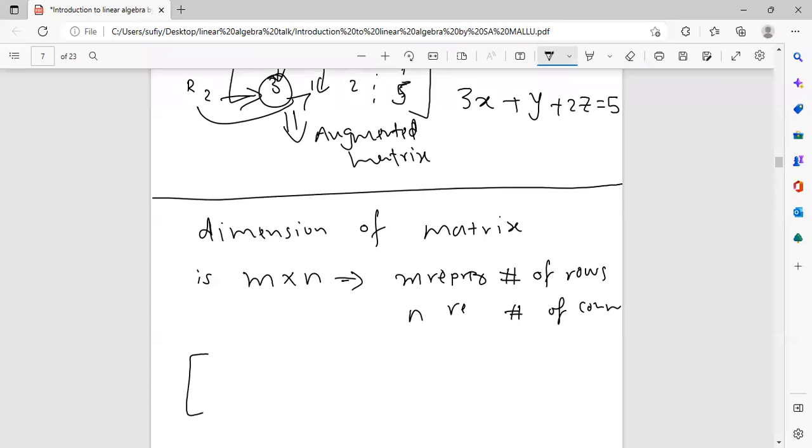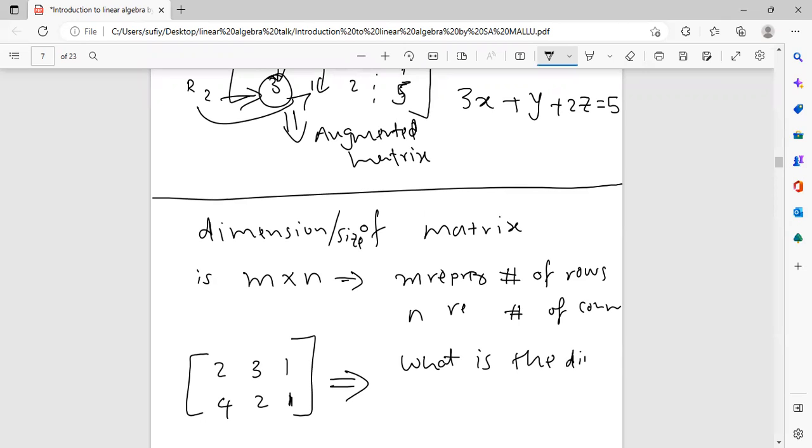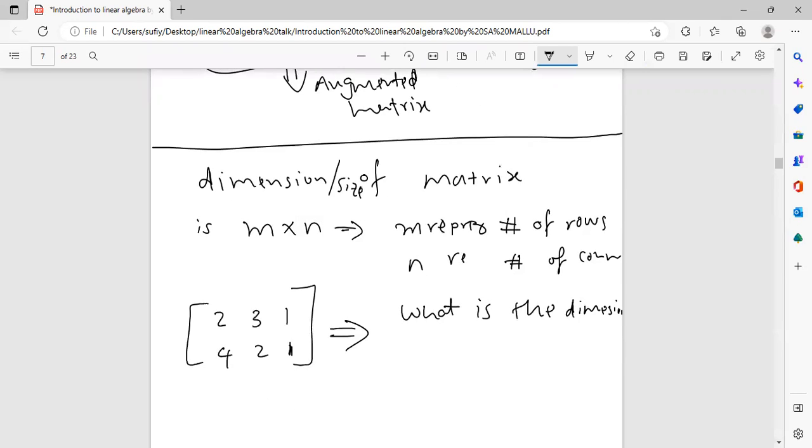Now let us look at a quick example. Let's see if I give you a matrix: 2, 3, 1, 4, 2, 1. Can you tell me what is the dimension of this matrix? In other words, what is the size? Some people call it the size of a matrix, some call it dimension. Remember, the dimension is written as m times n. Let's see what's a common mistake that a lot of people make.